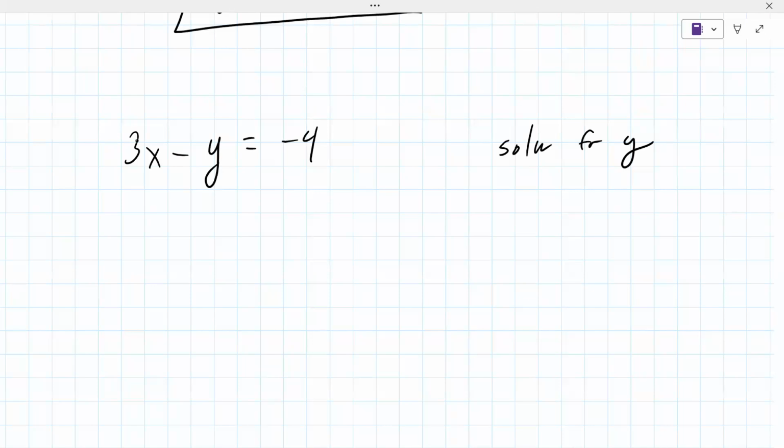Y equals 3x plus 4. Like this. Yeah. You got it. Very good.